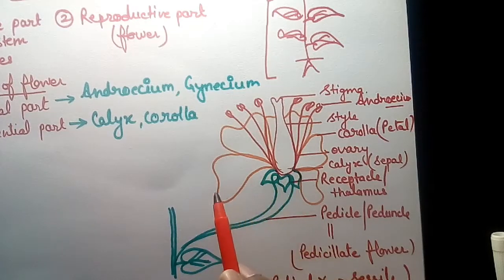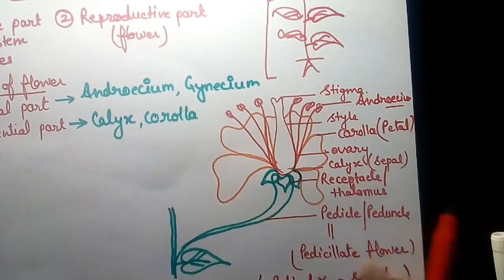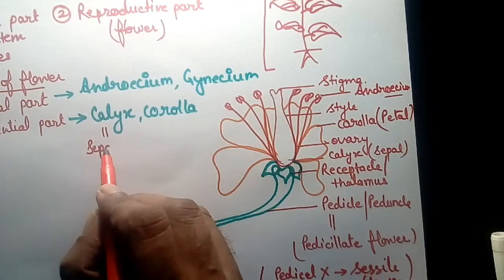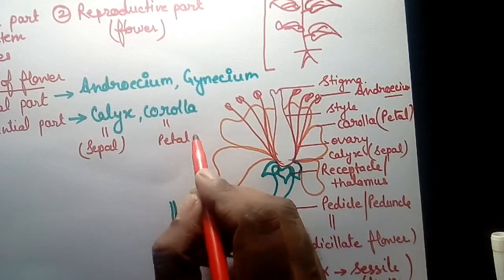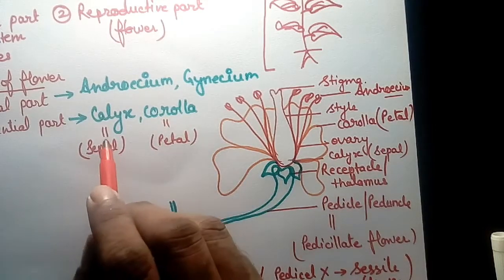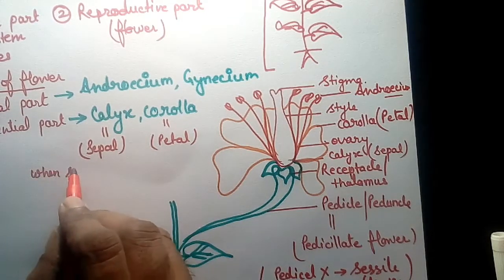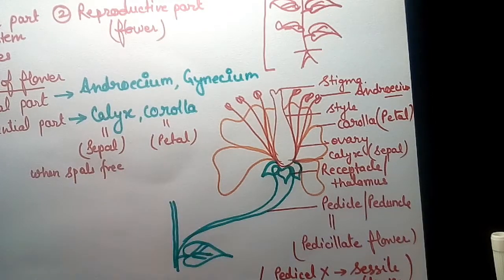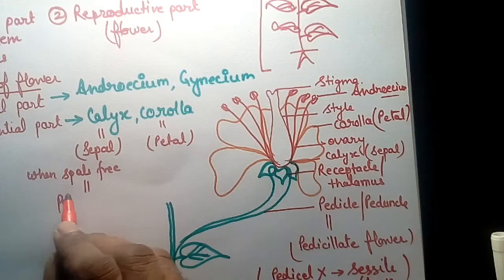Calyx and corolla are not directly involved in the reproduction process. That's why they are called the non-essential part. The individual unit of calyx is called sepal. The individual unit of corolla is called petal. When sepals are free, the condition is called polysepalous.